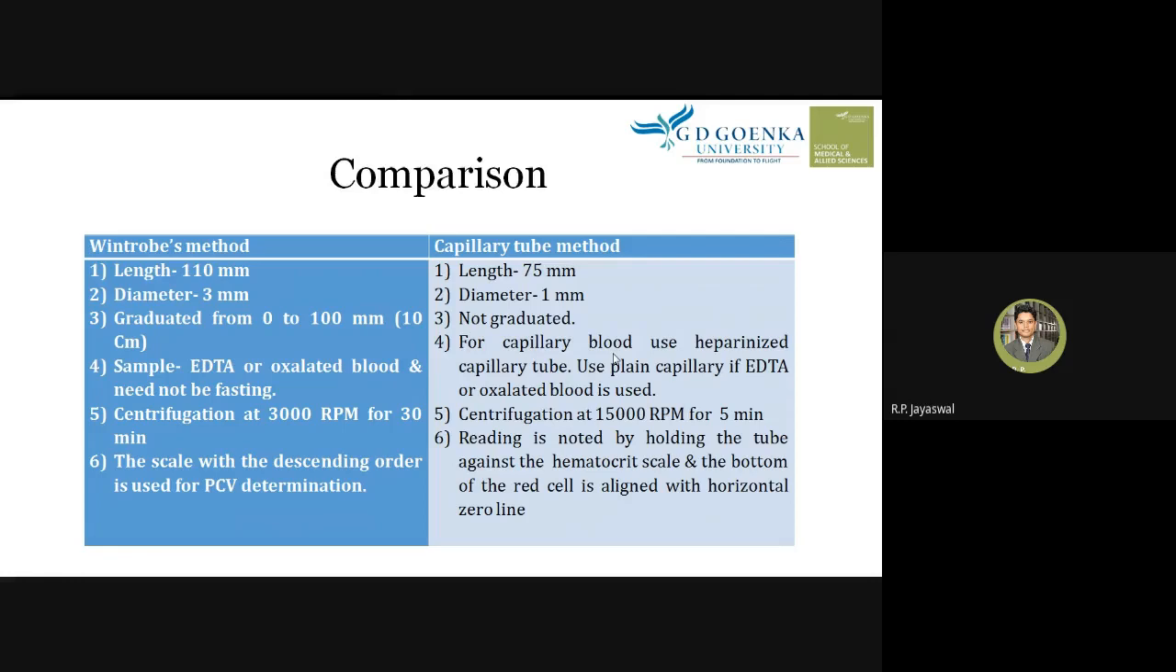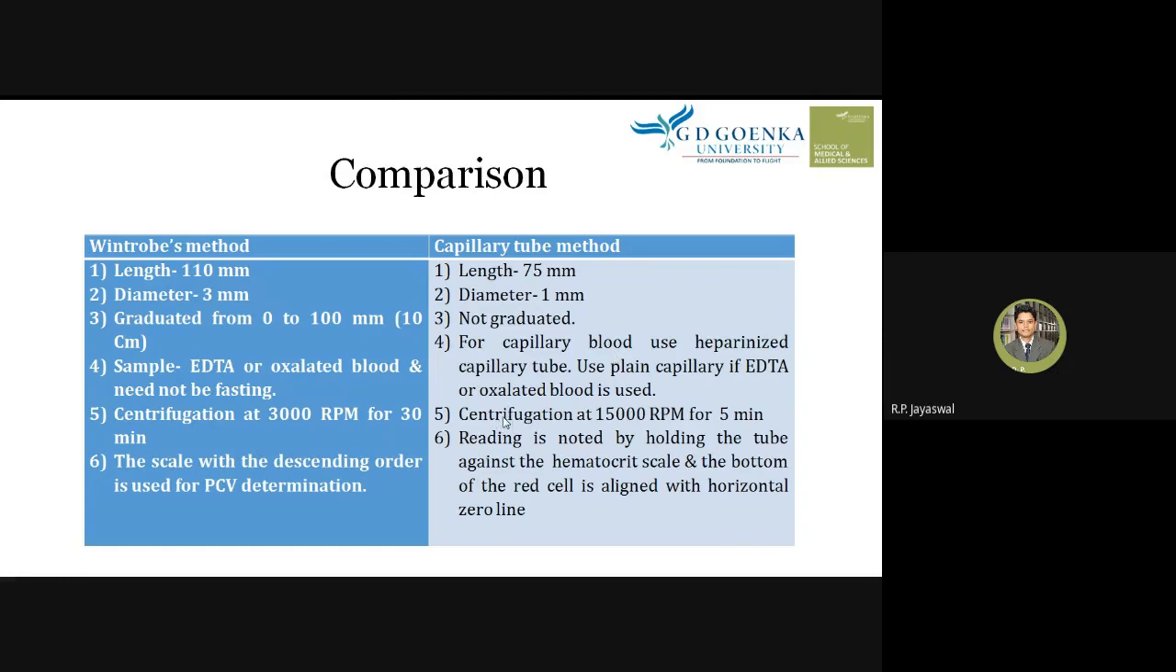The sample required for the Wintrobe tube is EDTA, oxalated or heparin blood. For the capillary tube, we can use capillary blood in a heparinized capillary tube, or a plain capillary if EDTA or oxalated blood is used. So the sample can be taken similarly for both methods. Now centrifugation at 3000 RPM for 30 minutes is required: the Wintrobe tube with the blood should be centrifuged at 3000 RPM for 30 minutes.